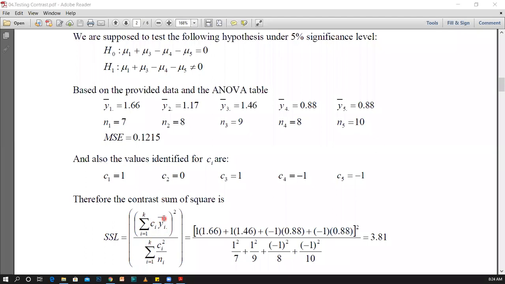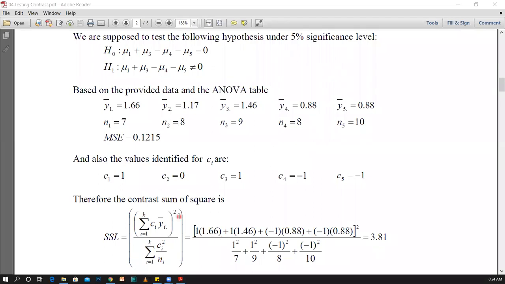Here yi bars are the sample means, Ni is the ith sample size, and Ci's are the coefficients that we have already identified for each given treatment. Therefore, once you do the substitution for the numerator, we have to get the summation of Ci times yi bar. If you consider the first term, Ci value was 1 and mean value was 1.66.